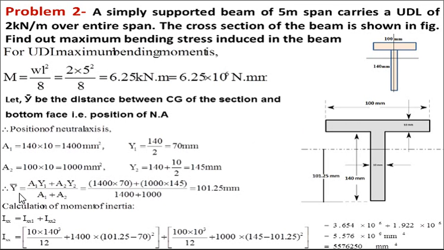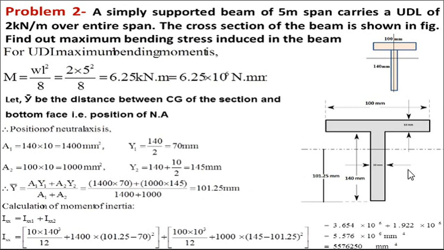And use the formula Y bar is equal to A1 Y1 plus A2 Y2 upon A1 plus A2. You will get Y bar from bottom. That Y bar is 101.25 from bottom, and from top it will be 150 minus this value. You will get this particular distance from top.